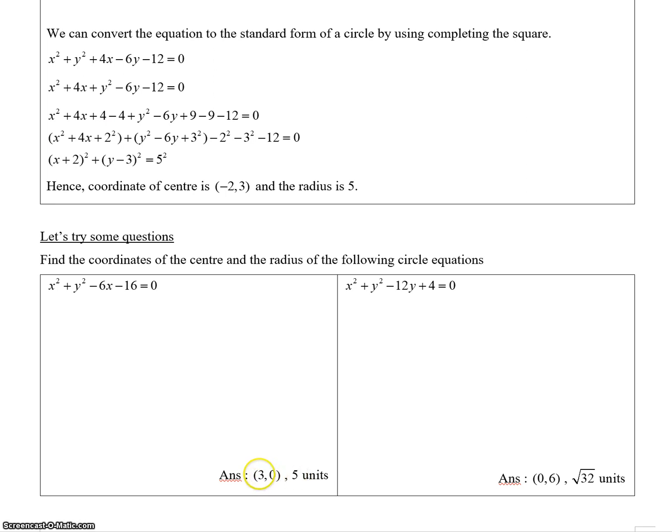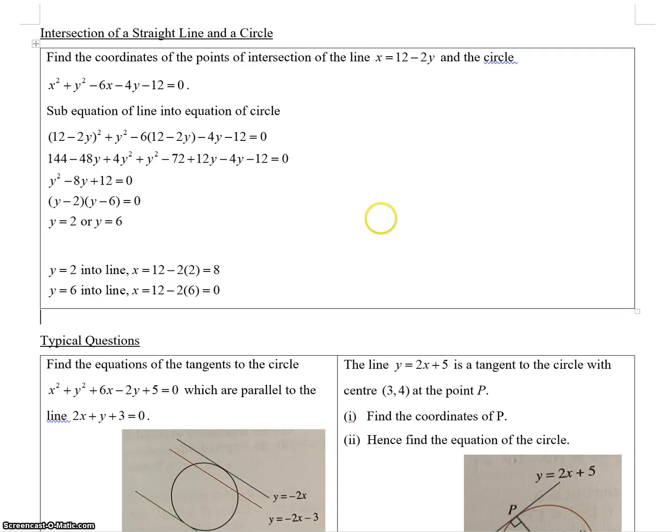So the answers are here. This is the answer and this is the answer. Pause the video, give it a try. Okay, so I hope you have tried the question and you can get the answer. So we're going to move on.